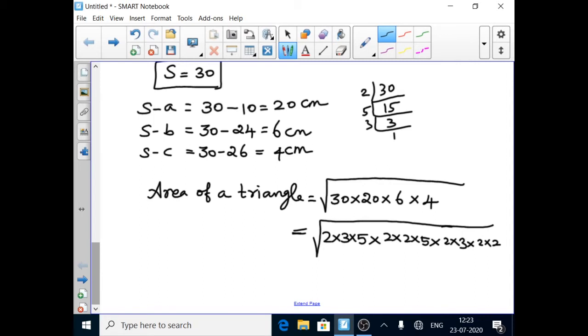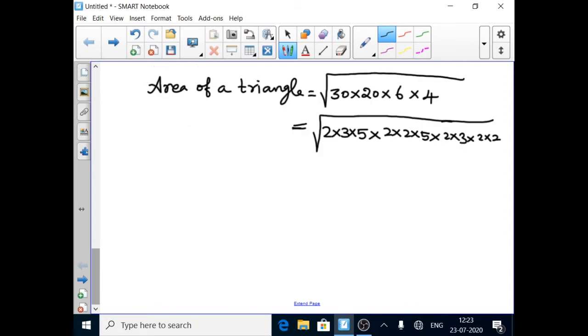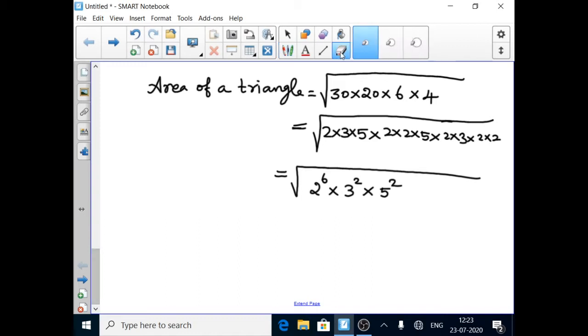Okay. Therefore, in a square root, for each two equal terms we can take out one term. Okay. So, for two terms, we can take one term. So, here how many 2's are there? 1, 2, 3, 4, 5, 6, 2's are there. That is 2 power 6 into, here 3 means 2 3's are there. So, 3 square and 5, 2 5's are there. So, 5 square. Okay. So, what we want to do?